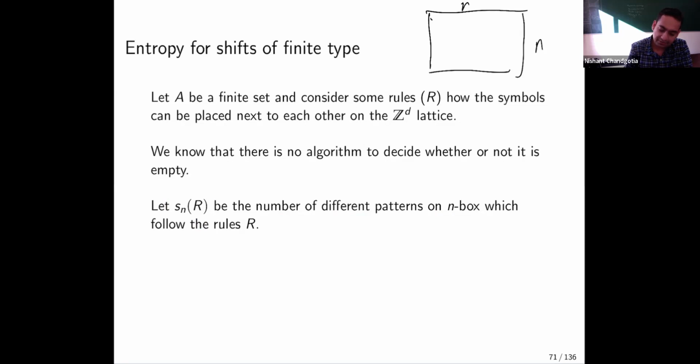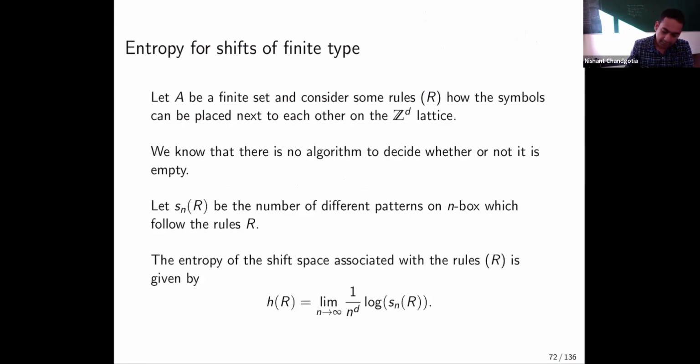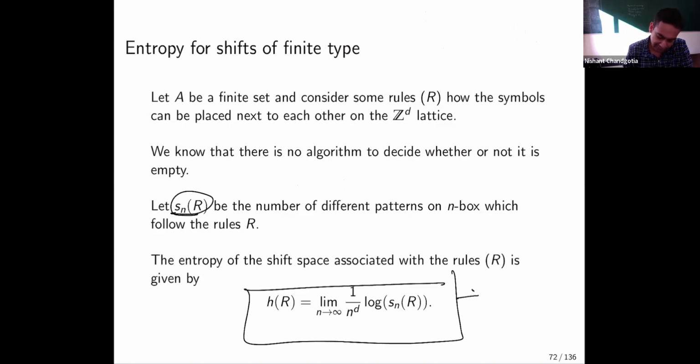I take an n by n box and I look at all the ways in which I can fill the space inside, all the ways. And how many symbols are there? There are about cardinality of A to the power n squared configurations that I have to check. And I check which of these follow the rules and which of them don't. Okay, so this number can be computed. It might take you a ridiculous amount of time, exponential in n squared, but you can actually do it. The entropy of the shift space associated with these rules R is given by the growth rate of this number. So this is nothing but the growth rate.